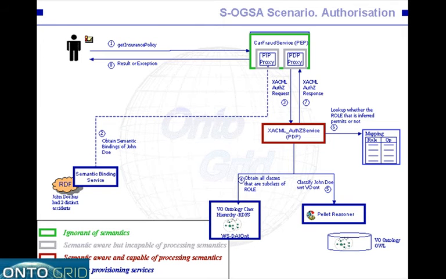The demo also shows how different types of services can coexist, as proposed in S-OGSA. Semantic ignorant services, such as the PEP; services that are semantic aware but incapable of dealing with semantics, the PDP and PIP proxies; services that are semantic aware and capable of dealing with semantics, the PDP; and semantic provisioning services such as the semantic binding service, the ontology service, and reasoning service.